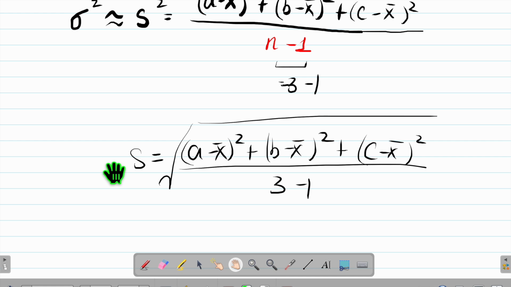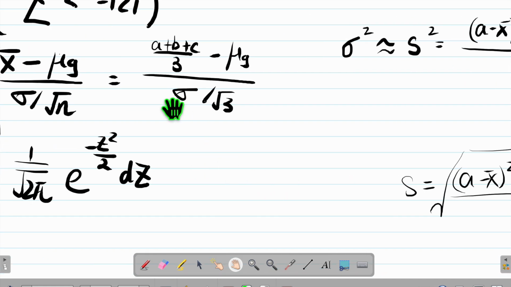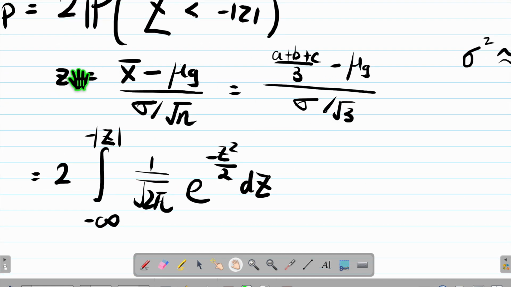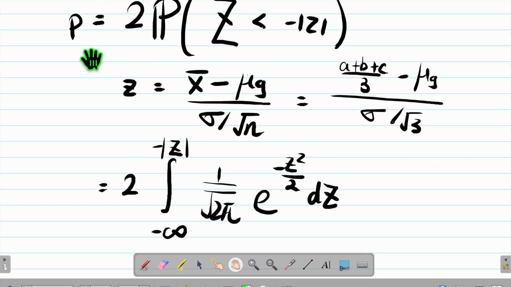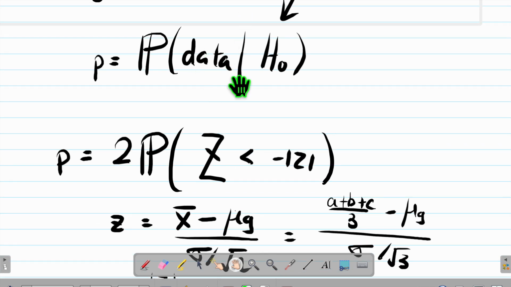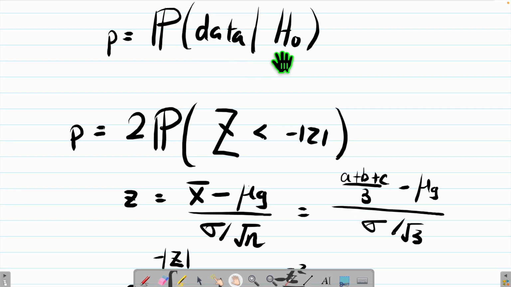So we have this s value, and we place it into this expression. Then we will get this z value. The last step is to compute this integral. Then we will get the probability of the data under the assumption that the null is true. This expression means: what is the probability we see the data given that the null is true.